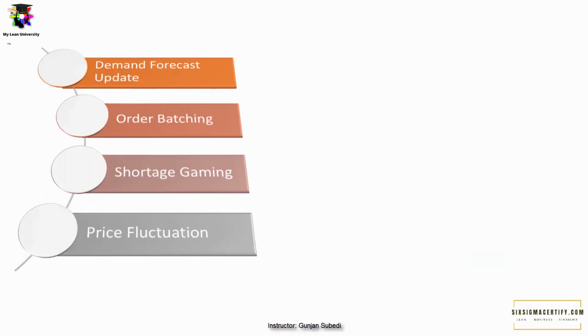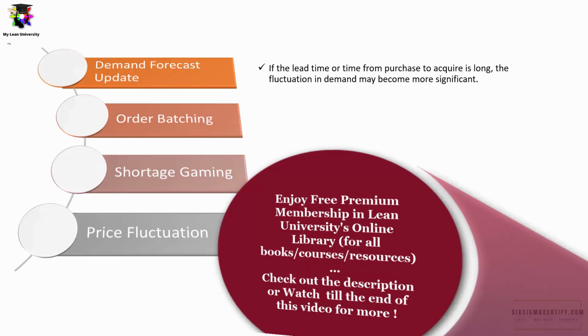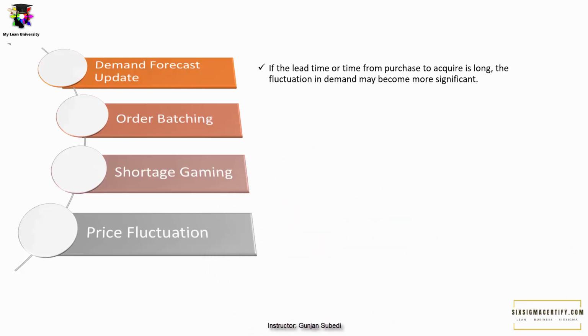What are the causes of the bullwhip effect? First is demand forecasting updates. As each unit along the supply chain such as retailers, suppliers and distributors place an order, they replenish the stock and include some safety stock. If the lead time, or the time from the purchase to acquire, is long, the fluctuation in demand may become more significant. So, inclusion of the safety stock and incorrect demand forecasting is one of the main reasons for the bullwhip effect. Second is order batching.